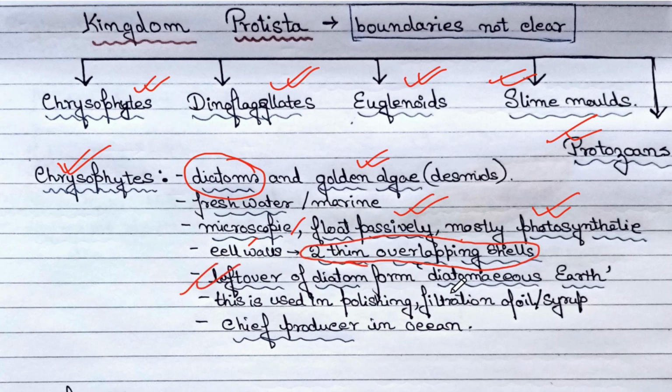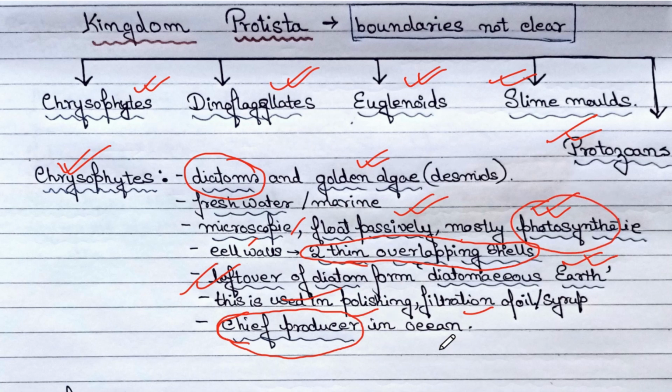And leftover of diatoms on the earth forms diatomaceous earth. This earth is used in polishing, and filtration of oil and syrup. And these chrysophytes are one of the chief producers in the ocean, since they are photosynthetic.